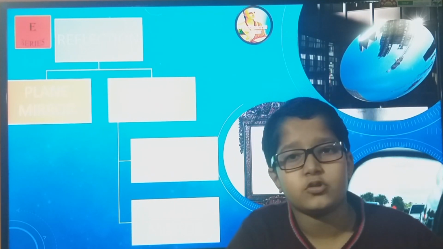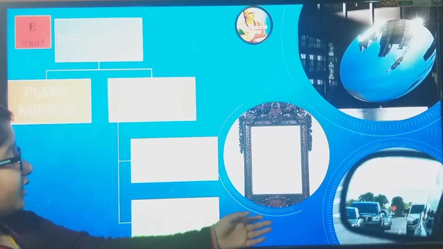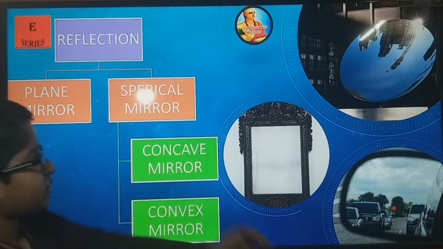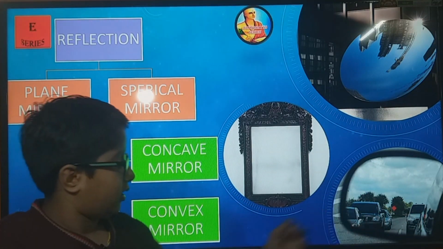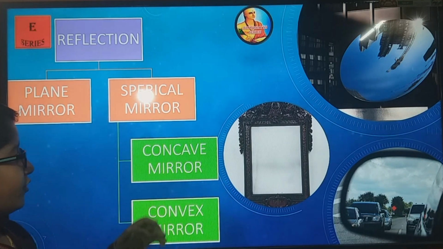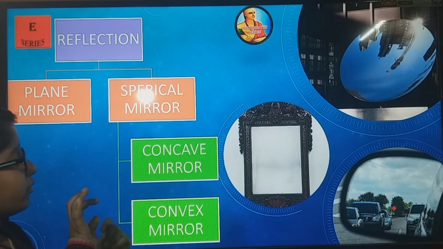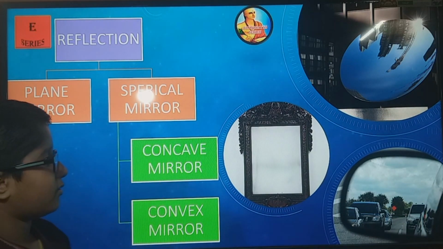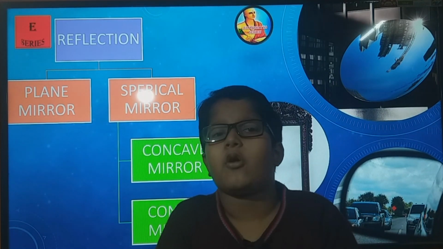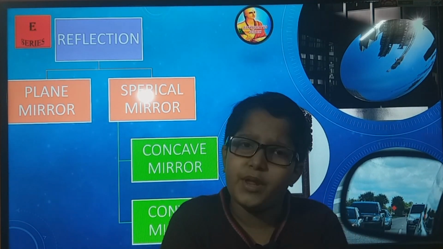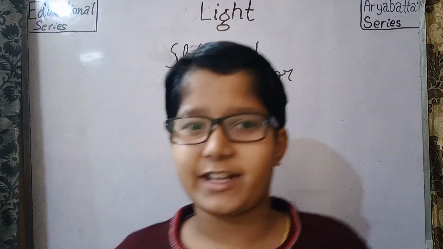It happens in mirrors. There are plane mirrors, which are in our homes, such as this one, and spherical mirrors, such as those used in dish antennas and, for example, car side mirrors. There are two types of spherical mirrors, or circular mirrors: concave mirror and convex mirror. Now let's see the components of a concave mirror or convex mirror, which are both spherical mirrors, on the board. So let's see spherical mirrors.